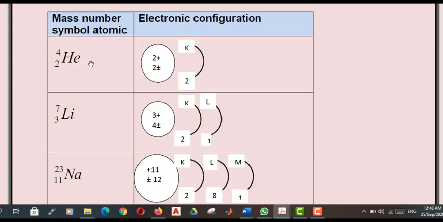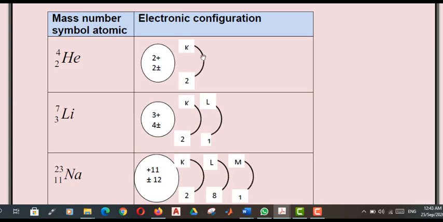Here in this example, we have helium 2 and 4. What is the number of electrons? The number of electrons equal the atomic number equal 2. To do electronic configuration, we draw the nucleus as a circle, and then we put the number of protons and the number of neutrons inside. Here we have 2 protons and 2 neutrons.